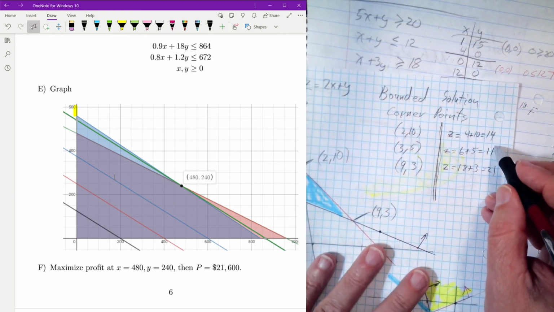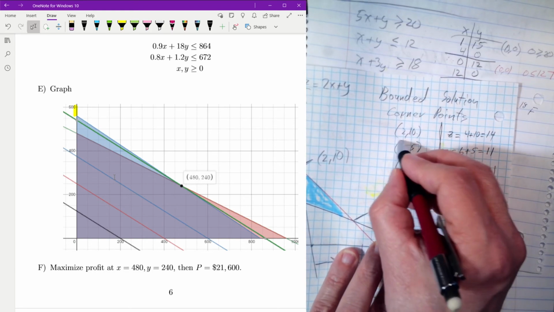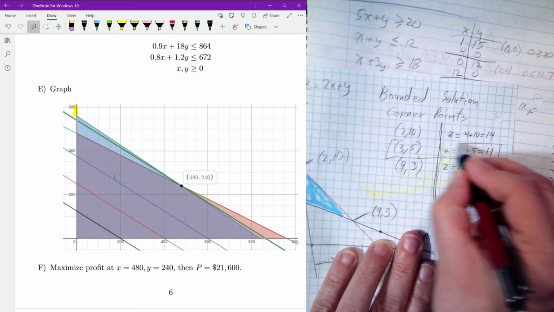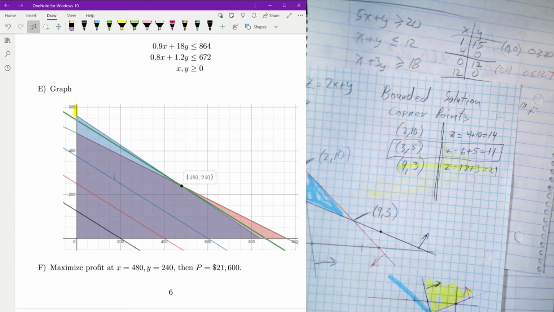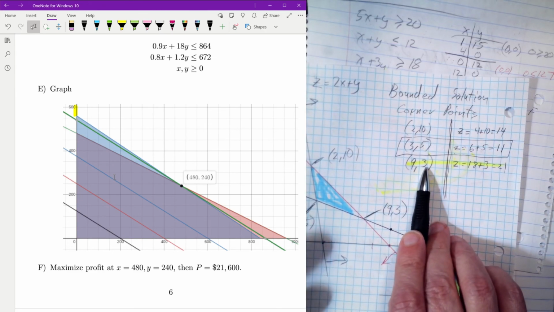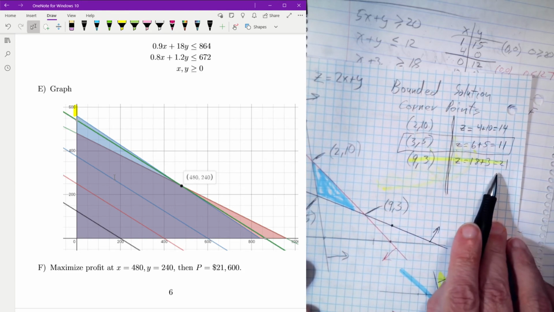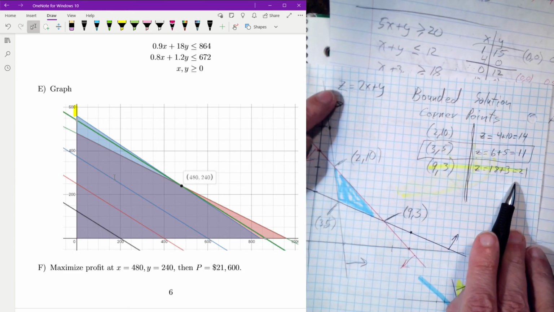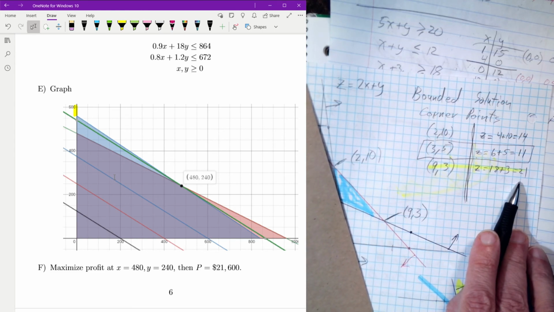And where have we maximized and minimized? So it looks like it's a minimum here, and it looks like it's a maximum here. So we have a maximum at x equals 9, y equals 3. That's this point here. And that maximum is equal to 21. And that's specifically for this objective function. So this objective function must look something like this.